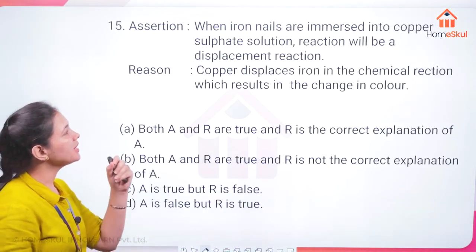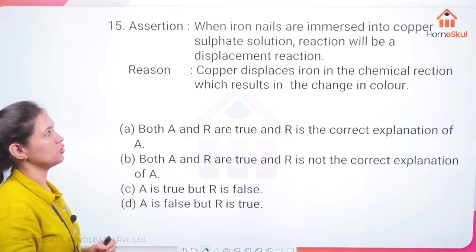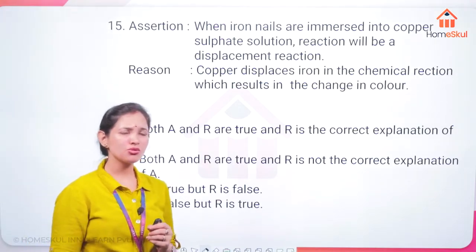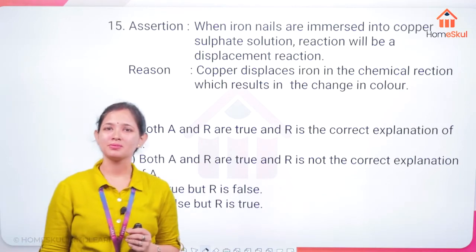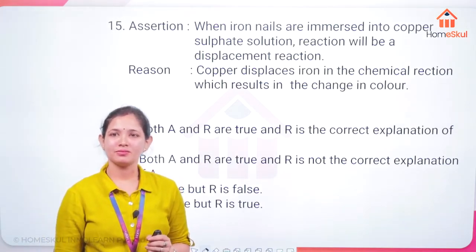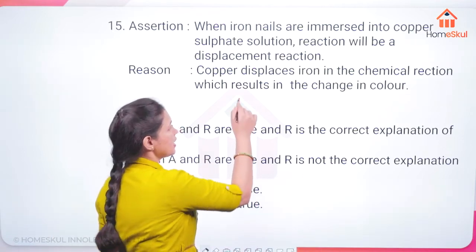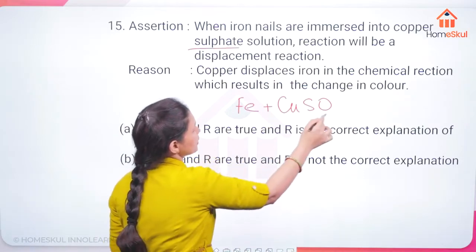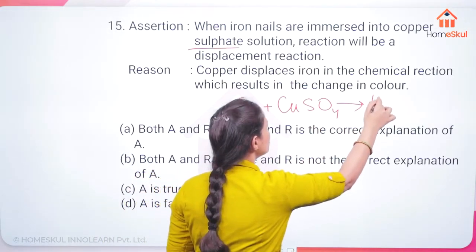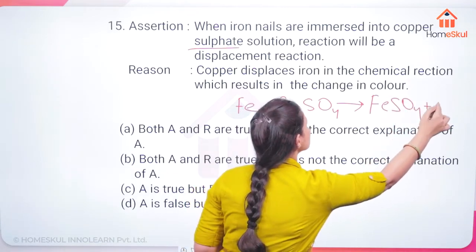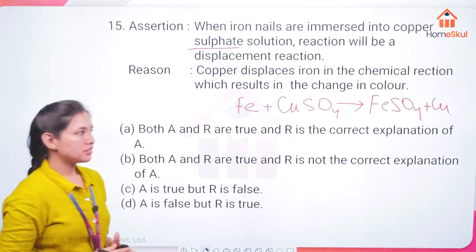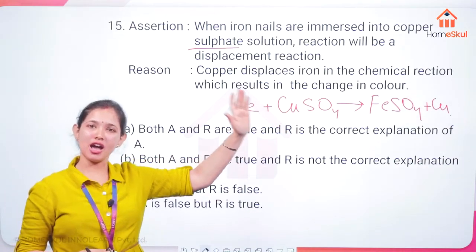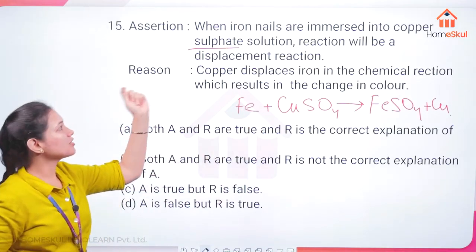Here, when iron nails are immersed into copper sulfate solution, the reaction will be a displacement reaction. Is that true? Okay, so what is it saying? Fe is reacting with CuSO4, that is your copper sulfate. CuSO4 is going to give you FeSO4 plus Cu, and it is going to be a displacement reaction. You know this equation very well. Now over to the reason.